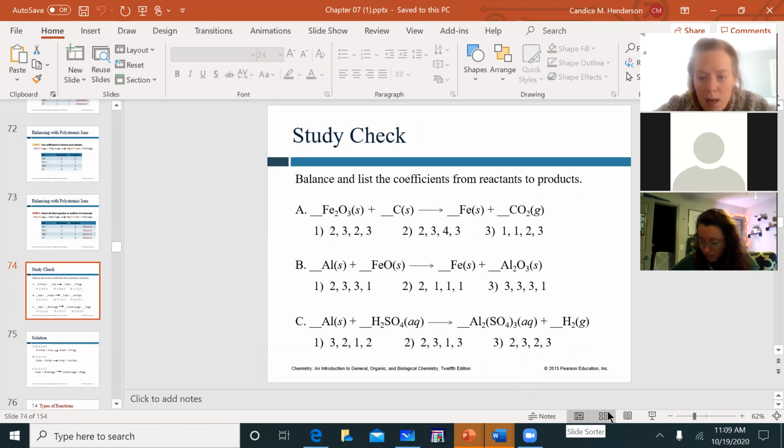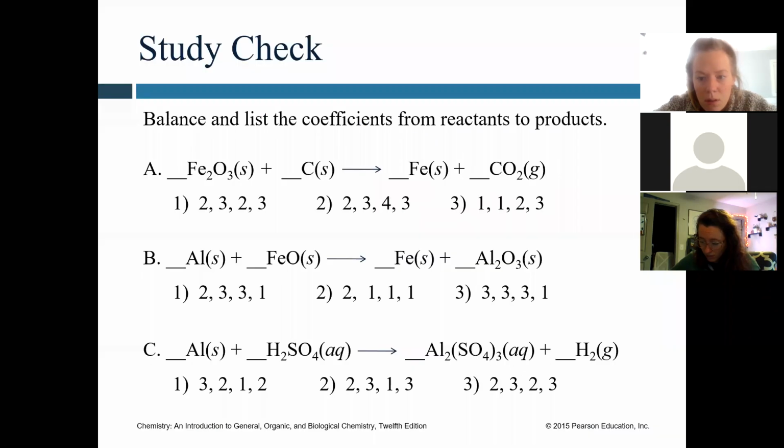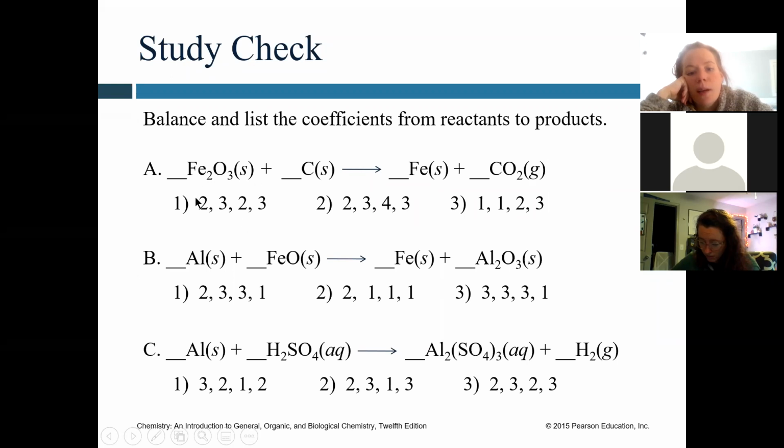Okay, so here's a couple. I want you to do A, B, and C. Just balance them out. Don't worry if it's 1, 2, 3, just put the coefficients. C is that situation where you do have a polyatomic ion in there. The first two don't have a polyatomic, but that last one does have one. So go ahead and try and balance those guys out.